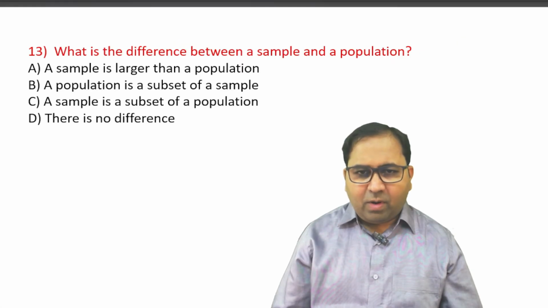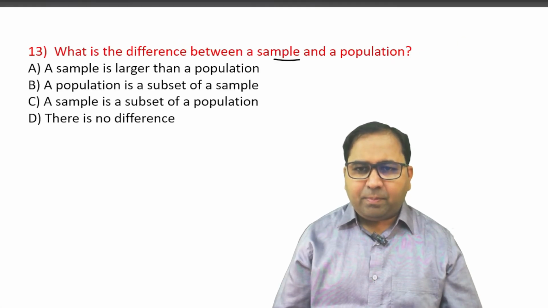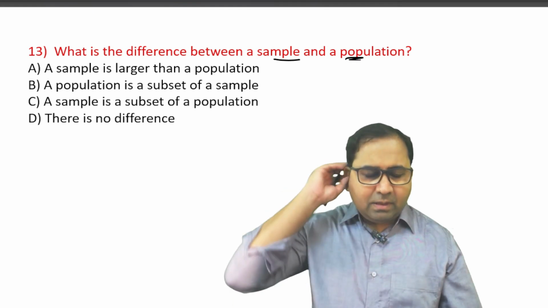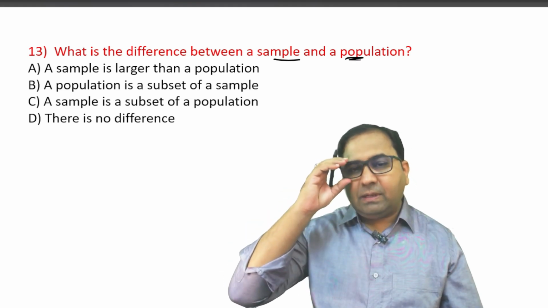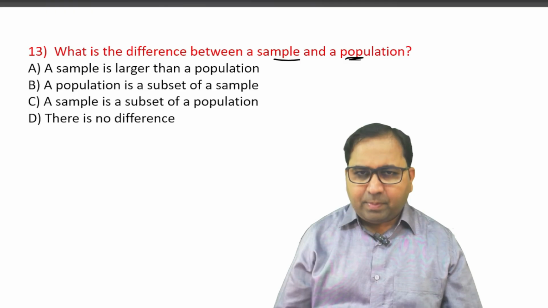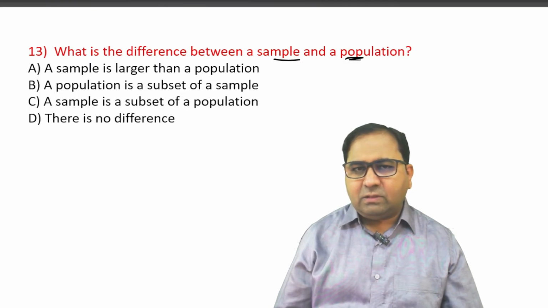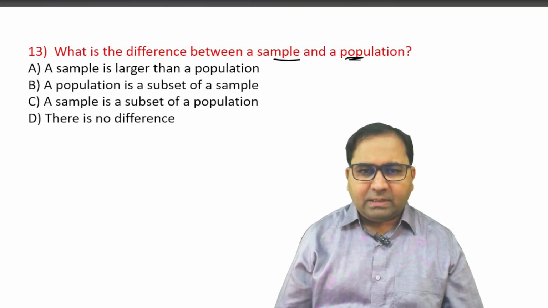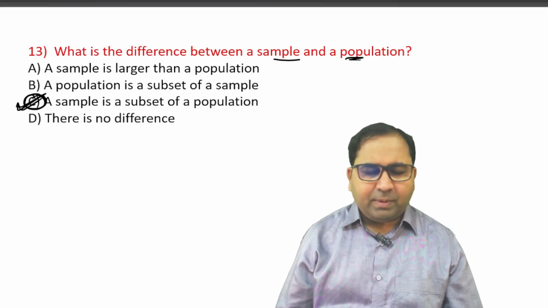Next question. What is the difference between a sample and a population? The options are A, a sample is larger than a population, or B, a population is a subset of a sample, or C, a sample is a subset of a population, or D, there is no difference between a sample and a population. So what is the answer for this question? The answer is that a sample is a subset of a population. Option number C. Please remember this answer. Sample is a subset of a population.